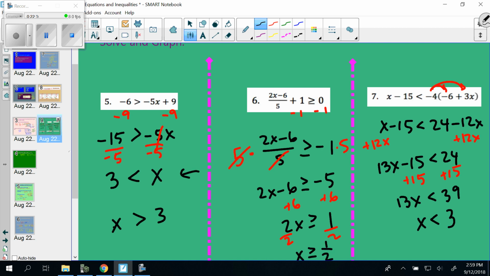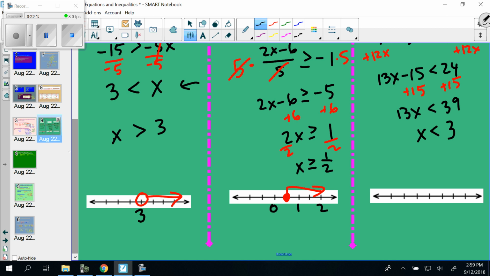Everything less than 3 on your graph. Again, make sure you label where 3 is going to be at. Decide if it's open circle or closed circle. No reason to fill it in here because it's not equal to. Less than is going to be going that way. All the numbers less than 3 are that way.